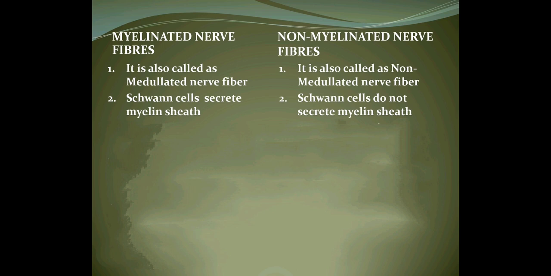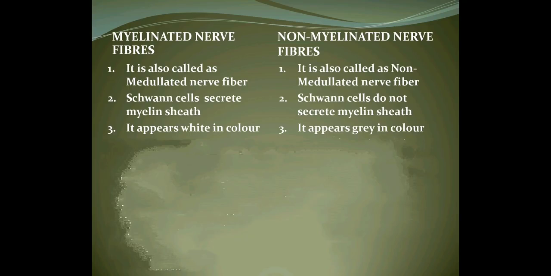In both the nerve fibers, you will find Schwann cells are present. But in myelinated, Schwann cells secrete myelin sheath, and in non-myelinated, Schwann cells do not secrete myelin sheath. Because the myelinated nerve fiber has a fatty layer, it appears white in color, and non-myelinated fibers appear gray in color.